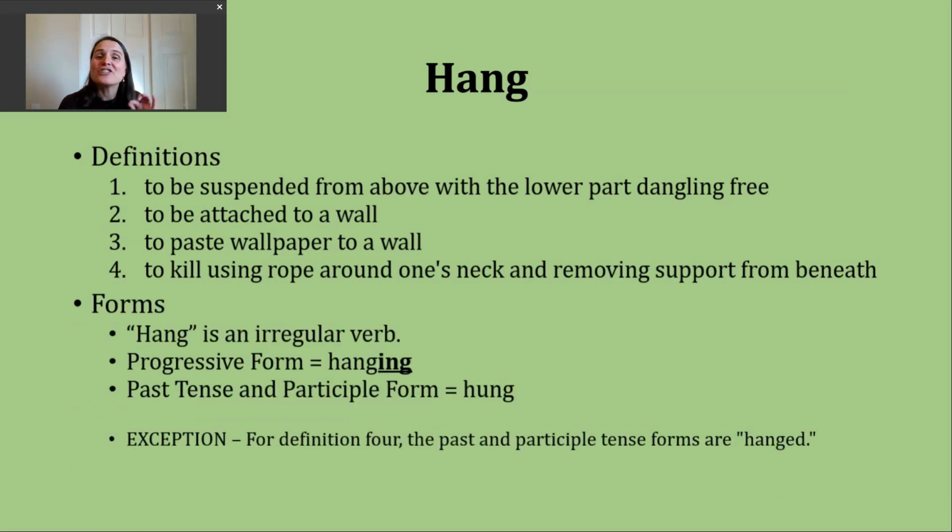You should know that generally, hang is an irregular verb. To make the progressive tense, all you're going to do is add ing to form hanging. The past tense and participle forms of this verb require a spelling change. We're going to change the vowel A to a U and form hung.